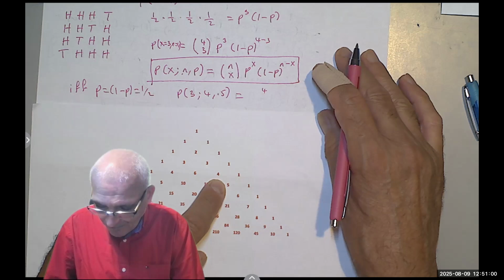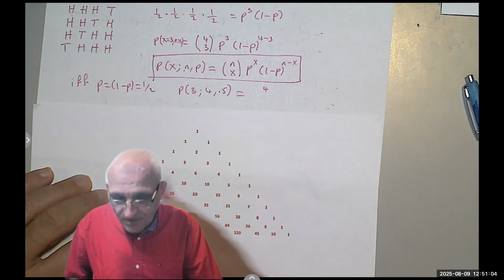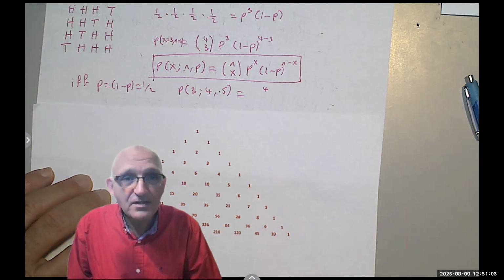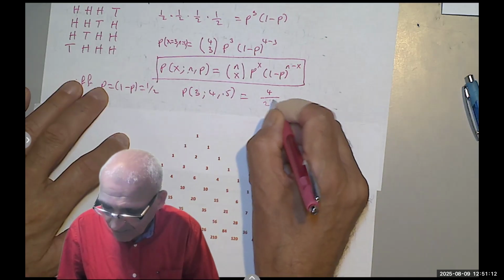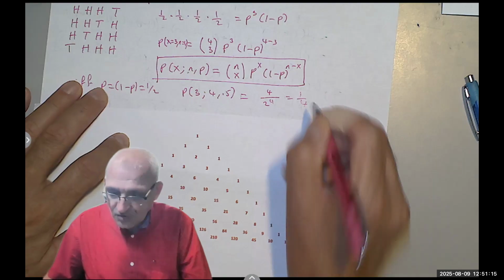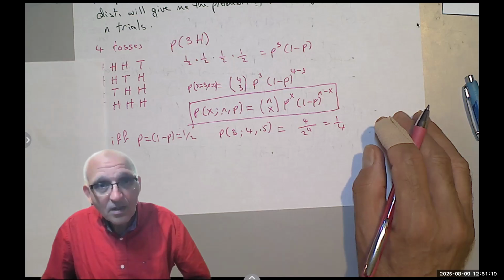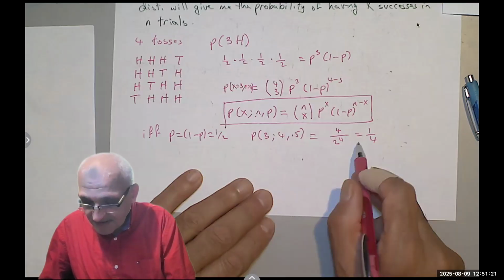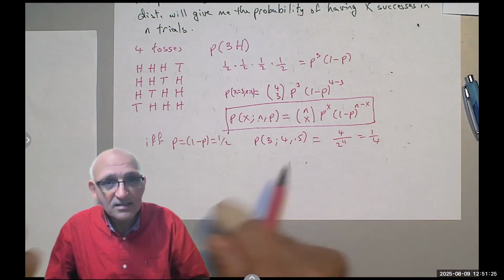Okay? And what is the sum of these numbers? Remember we said it's 2 to the 4th, which is 16. So there is one-fourth probability that I get three heads or three tails, it's the same, in 4 trials.